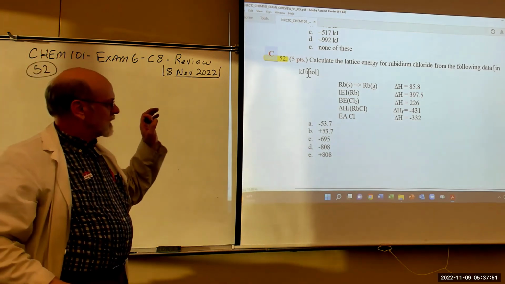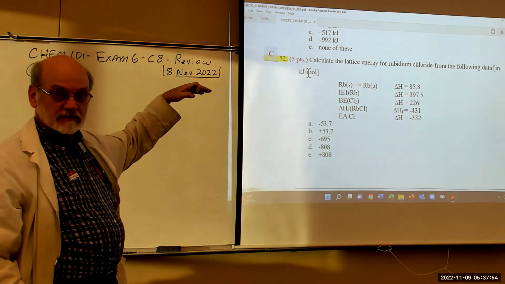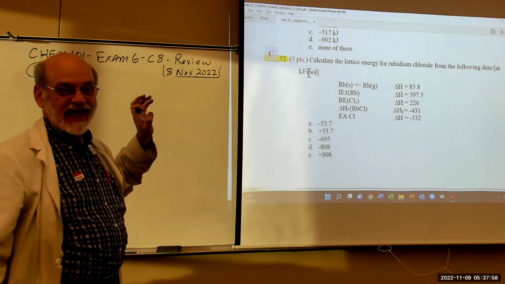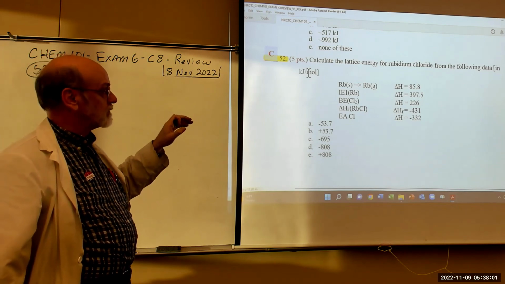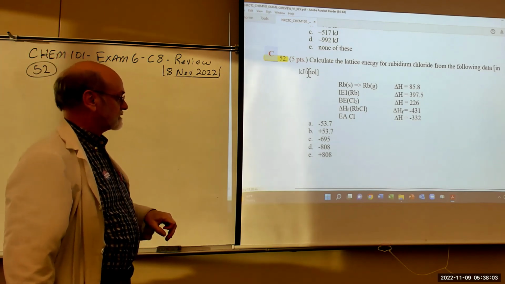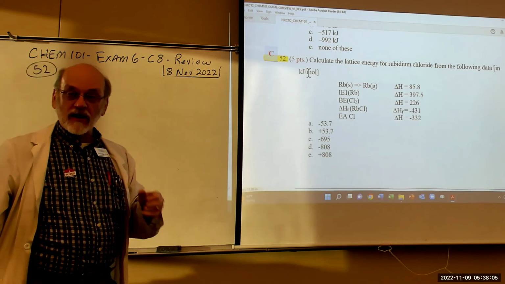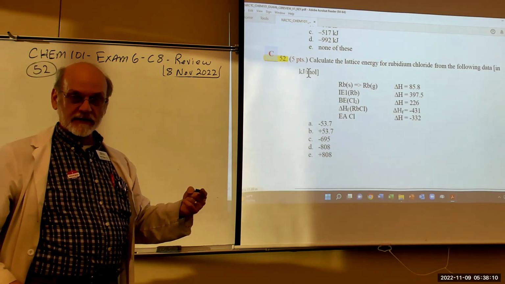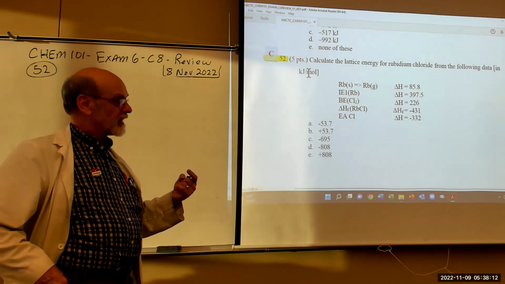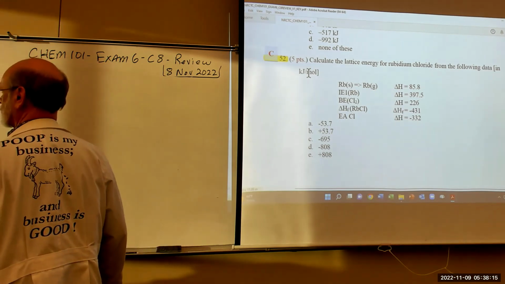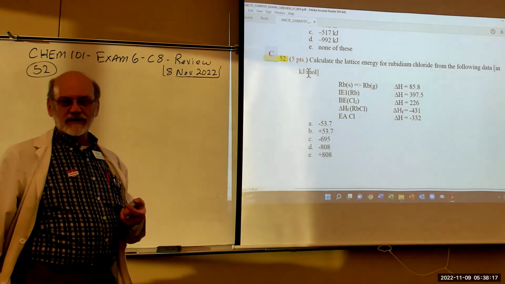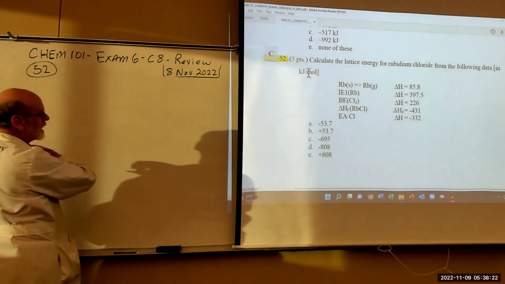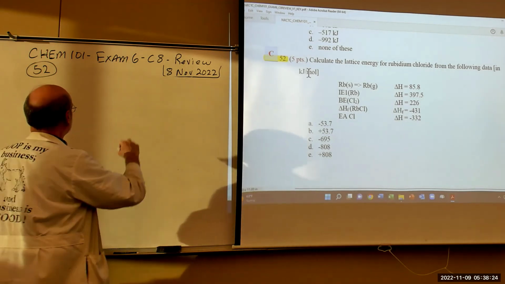First of all, we've listed these enthalpies. And from that information, we want to determine the lattice energy for rubidium chloride. All right. Well, our target equation has to be the lattice energy equation for rubidium chloride. So we write that up there. We got to know rubidium. Where does it come from? It's an alkali metal. So 1 rubidium, 1 chlorine. The lattice energy for rubidium chloride.